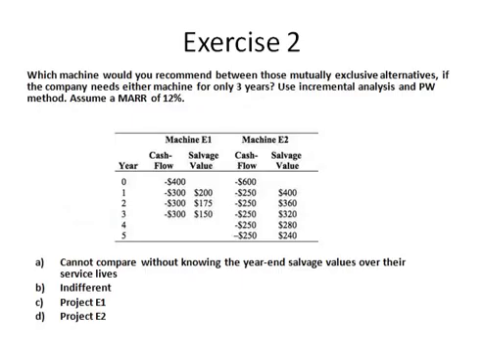Now another exercise. Here I want to choose which machine between these two mutually exclusive alternatives. This means that I'm going to choose only one. If we need either machine for only 3 years, this is my study period. In the question, I'm specifying the method of solution: use incremental analysis and the present worth method, assuming that the MARR is 12%. When I use incremental analysis, I'm going to say machine 2 minus 1, or machine 1 minus 2.